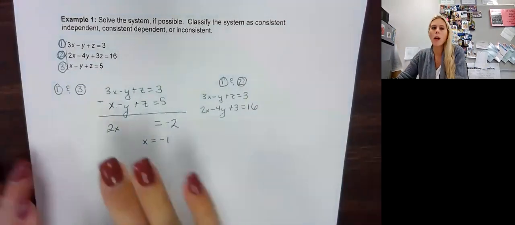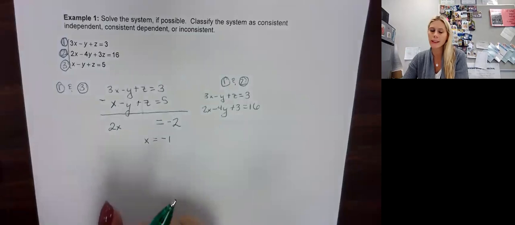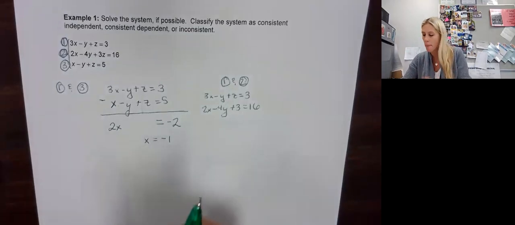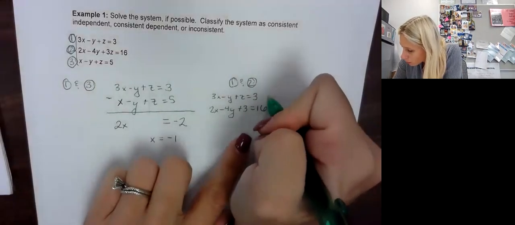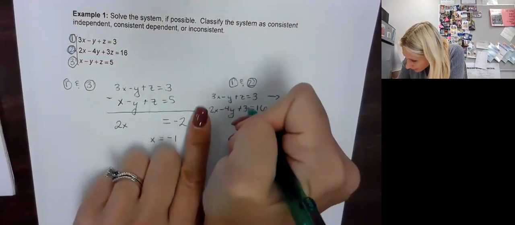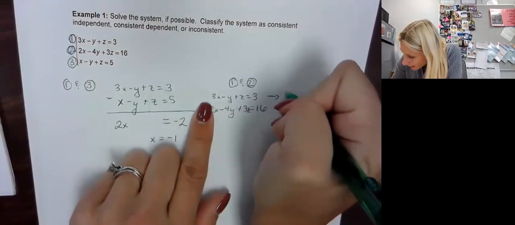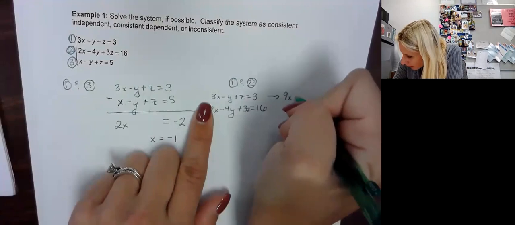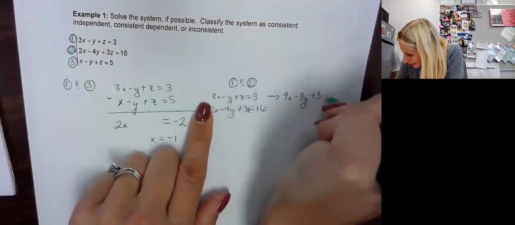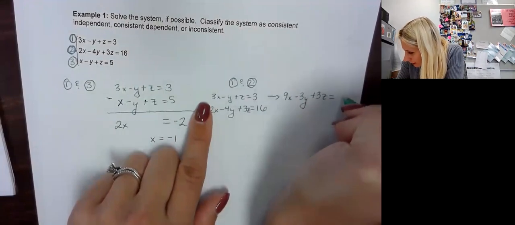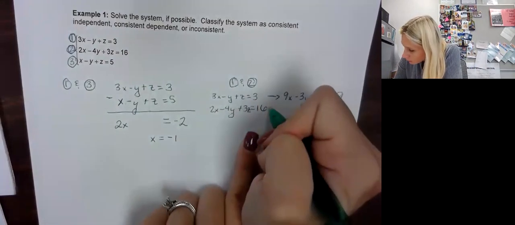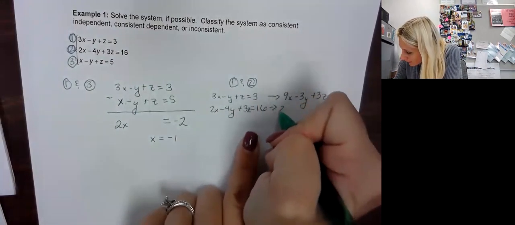Now, unlike the one before, I can't just add or subtract straight down because I have nothing that's the same or opposite. So what I'm going to do is multiply the first one by 3. Got that z there. So I get 9x minus 3y plus 3z equals, don't forget to multiply the other side, 9. This one I'm going to keep the same so I can get rid of the z's.